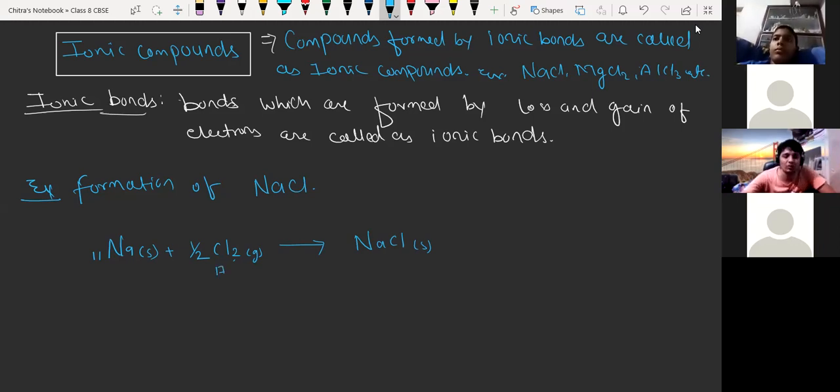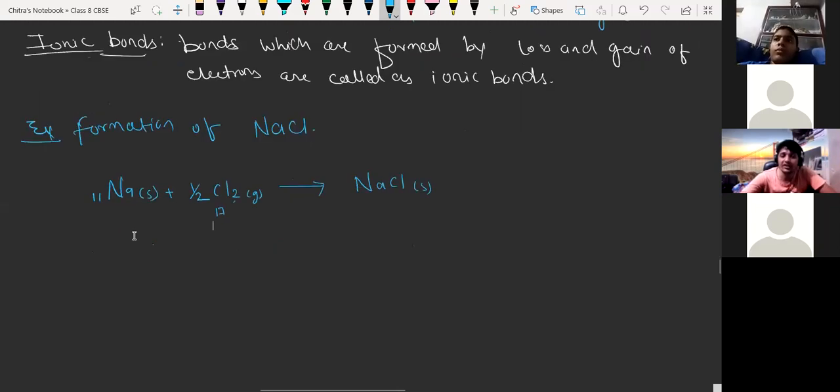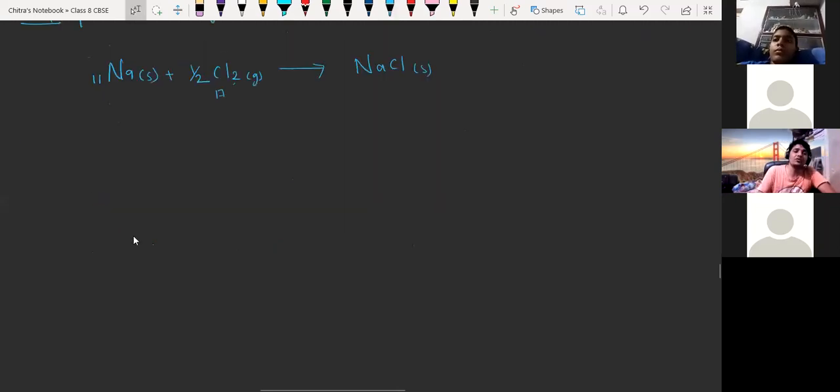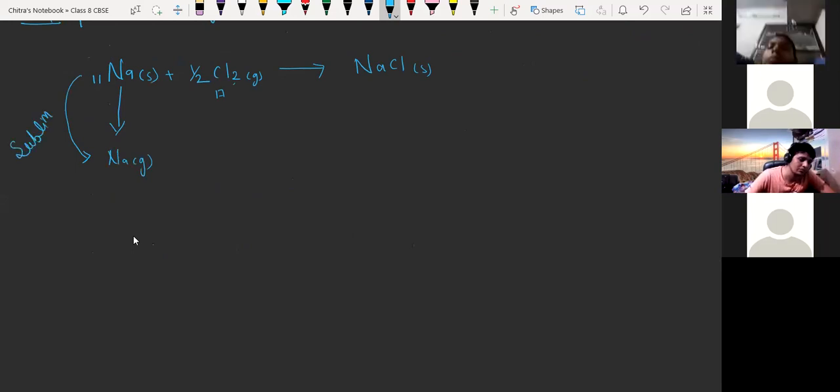See, first we have sodium which is present in solid state. So first we have to heat that sodium strongly to convert sodium solid into sodium gaseous form. When solid converts into gaseous form, this process is called sublimation.